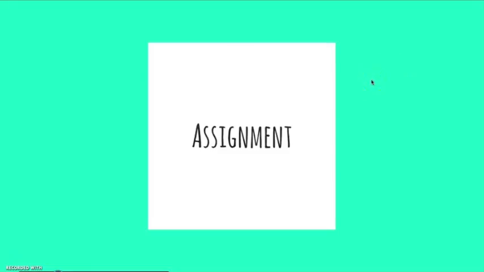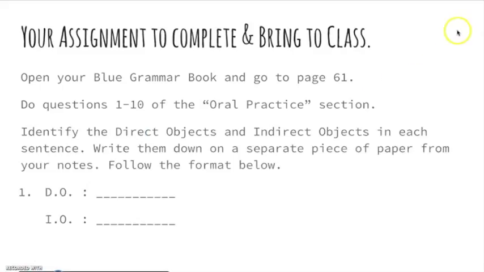And your assignment for tomorrow's class. So I want you to do this as soon as you are done watching this video. Your assignment is to complete and bring to class these identifications of direct objects and indirect objects in each sentence. So you go to page 61 in your blue Holt grammar book and you do questions 1 through 10 of the oral practice. Now I know it says oral practice, but I want you to write them down on a separate piece of paper from your notes. So follow the format below.